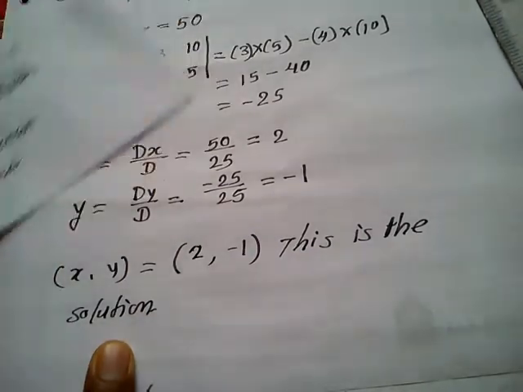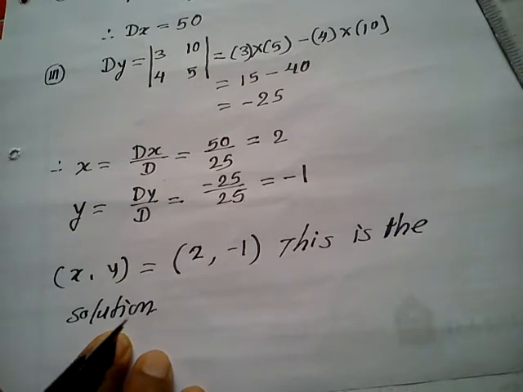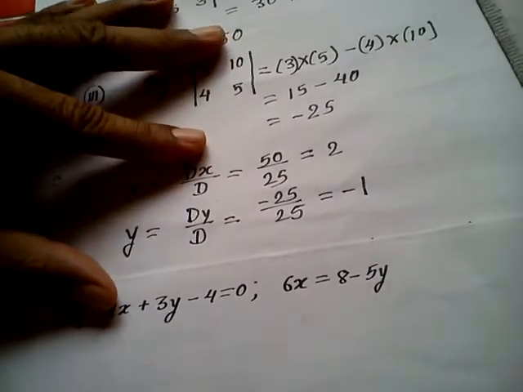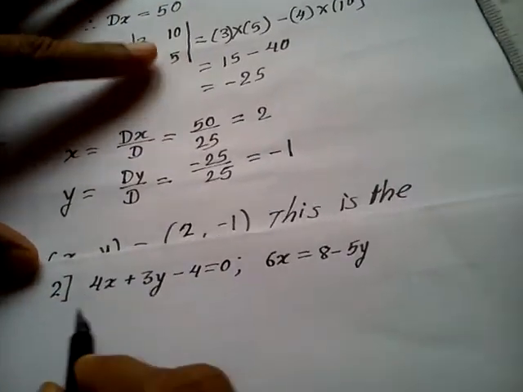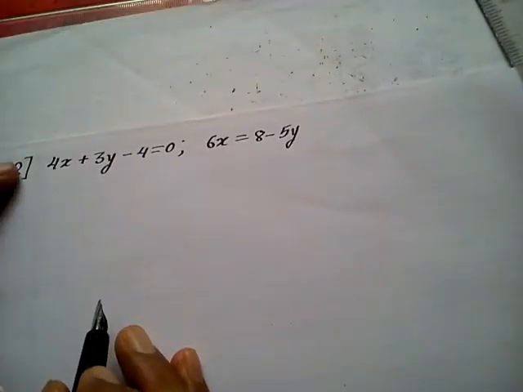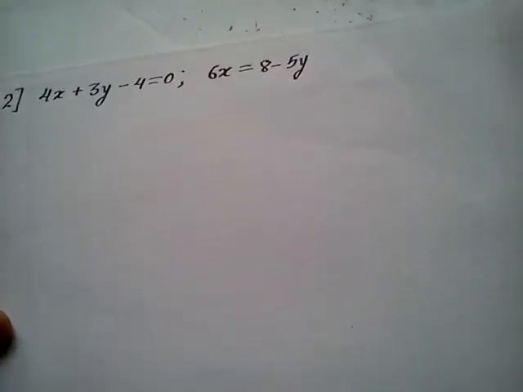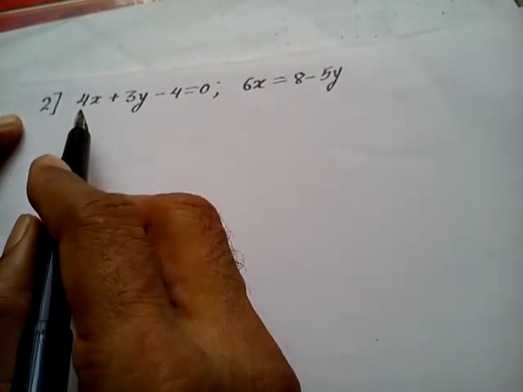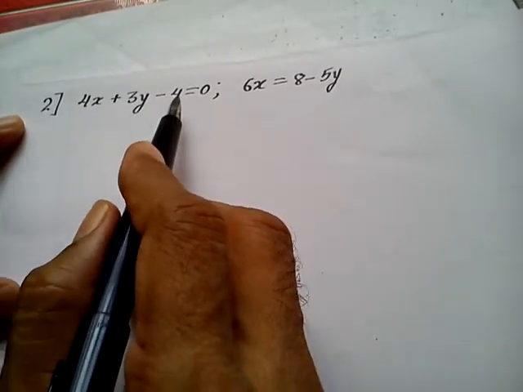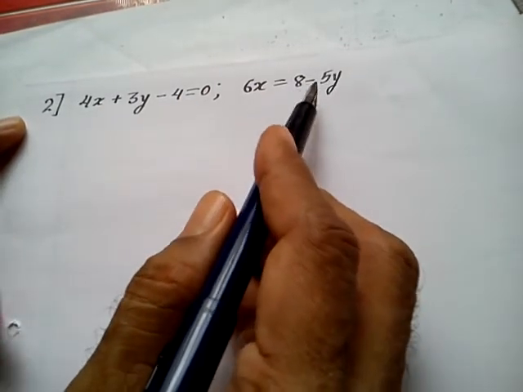Is it clear now? Now we are going to solve example 2 from the same practice set. See here. In the second example, what is given to us? 4x plus 3y minus 4 is equal to 0, and 6x is equal to 8 minus 5y.